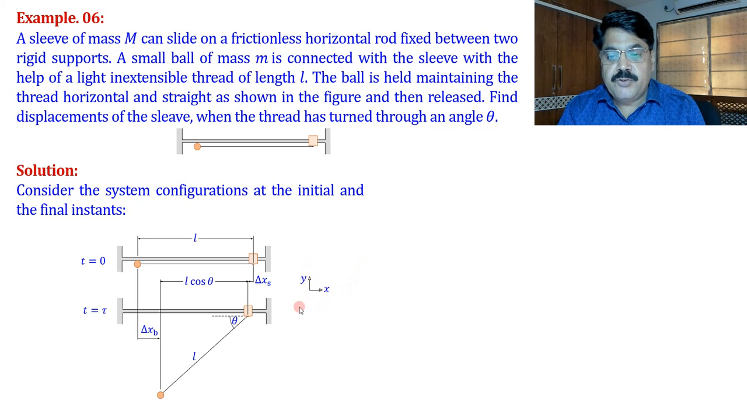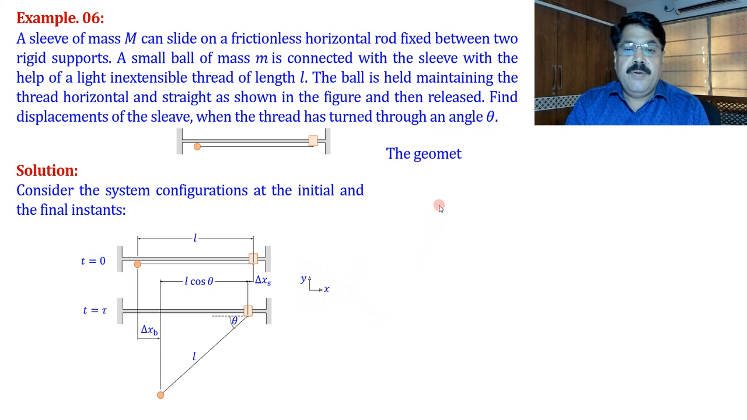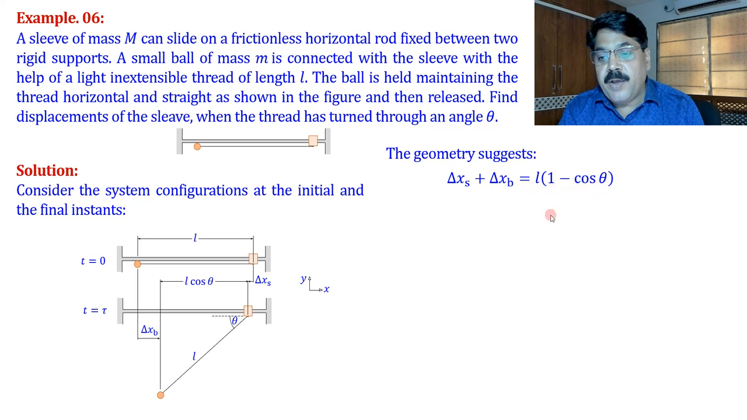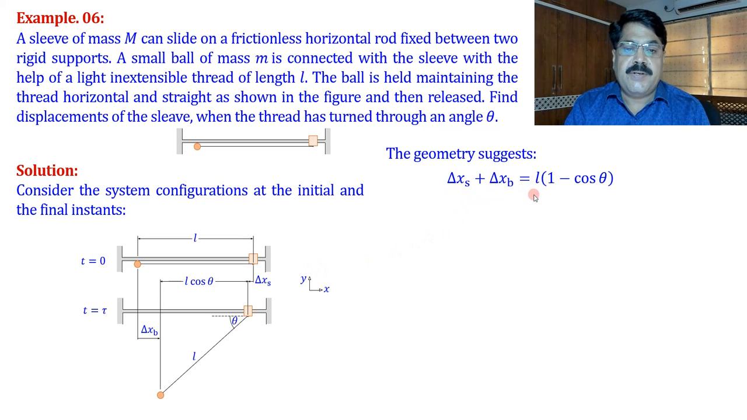The geometry suggests, what does the geometry suggest? That delta xs plus delta xb is equal to L(1 minus cos theta). Why? Because this separation is L, and this separation is L cos theta. So the sum of this plus this is L minus L cos theta. So L we can take common. So delta xs plus delta xb is equal to L(1 minus cos theta). Call that equation number 1.